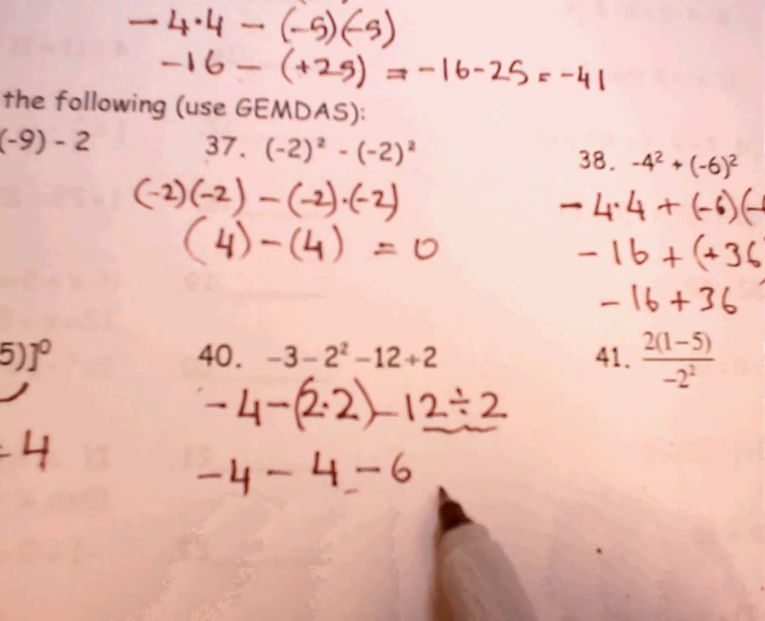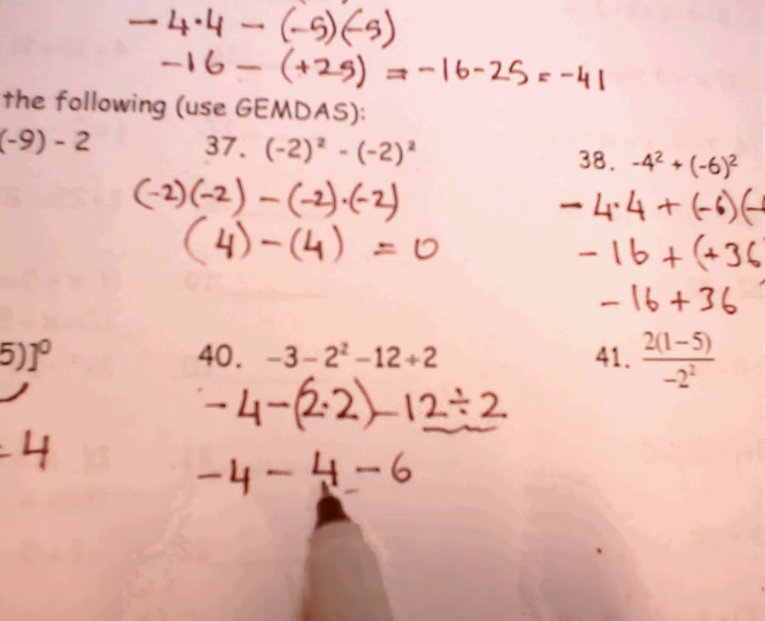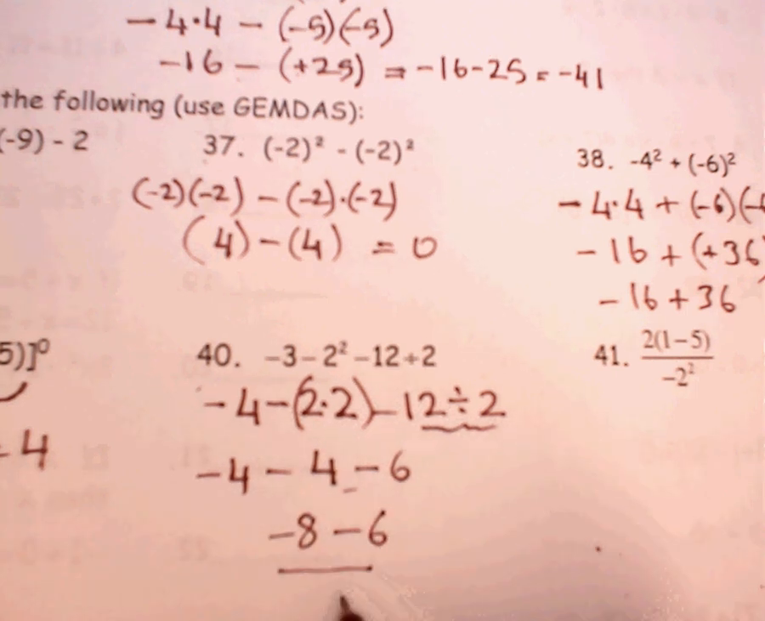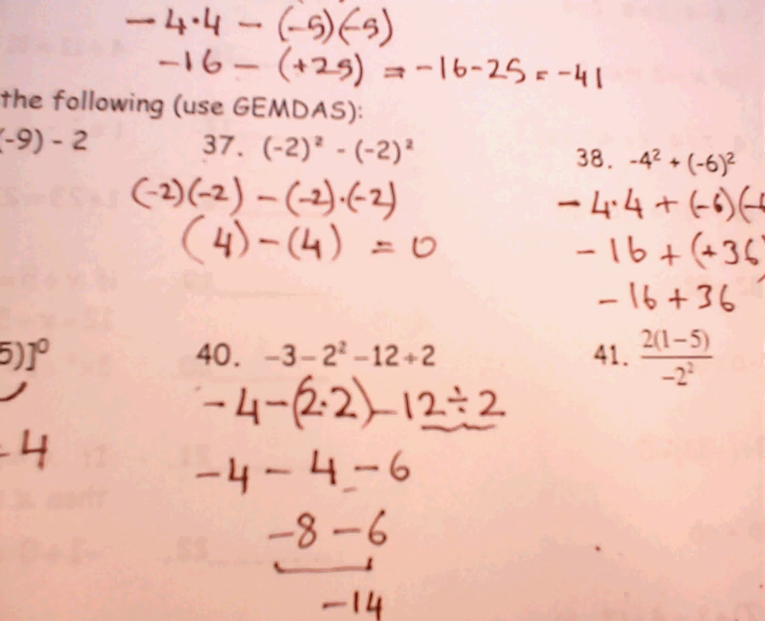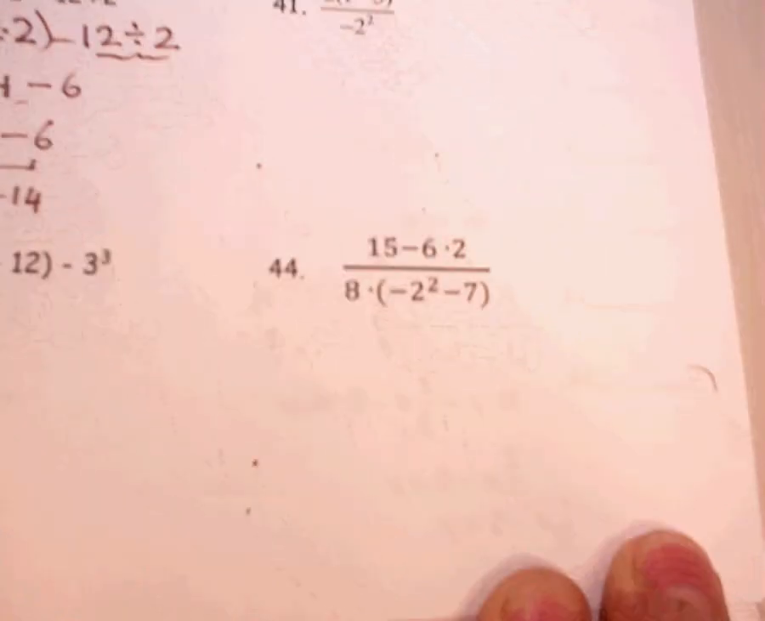Now I need to do subtraction left to right. Negative 4 minus 4 is negative 8. Minus 6 is going to be negative 14. Let's do one last question. It's going to be number 44.